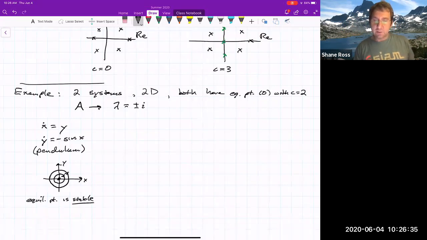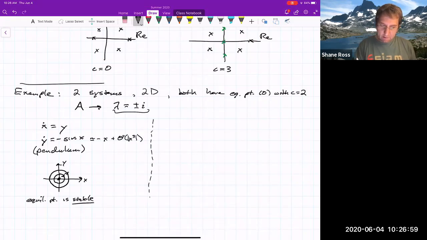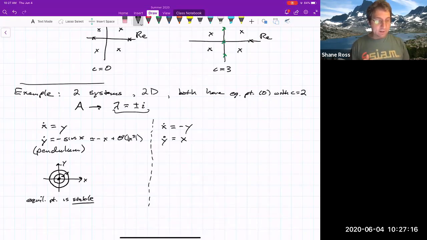If you were to do the linearization for this, because of sine x, according to a Taylor series approximation, you get negative x plus higher order things. And you would find that the eigenvalues are plus or minus i. Well, here's another system. Maybe I'll put a little partition between them. So here's x dot equals negative y, y dot equals x. And from that linear part, you'd get that the eigenvalues are plus or minus i. But let me keep writing some nonlinear part to this.